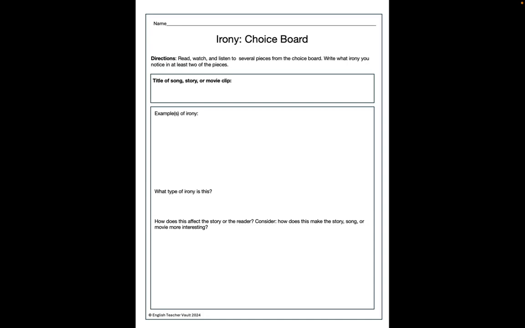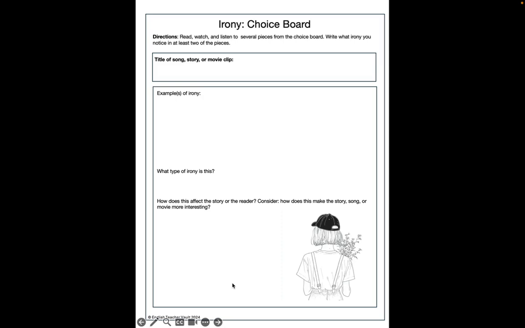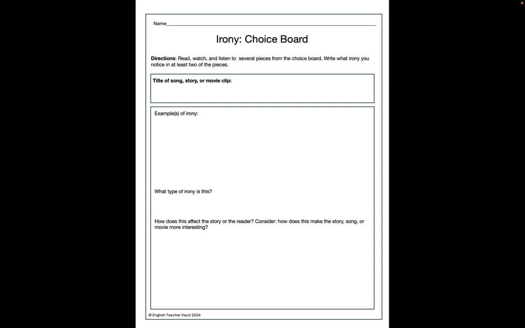to the choice board? And then this is the part of the handout for the choice board where they're going to write down what text they're interacting with, the examples of irony they saw, what type of irony it is, and then how does it affect the reader. So you could copy and paste and do a couple more pages of this if you want them to do several different things from the irony choice board. We only include 2 sheets here, but like I said, you can of course extend that if you would like.